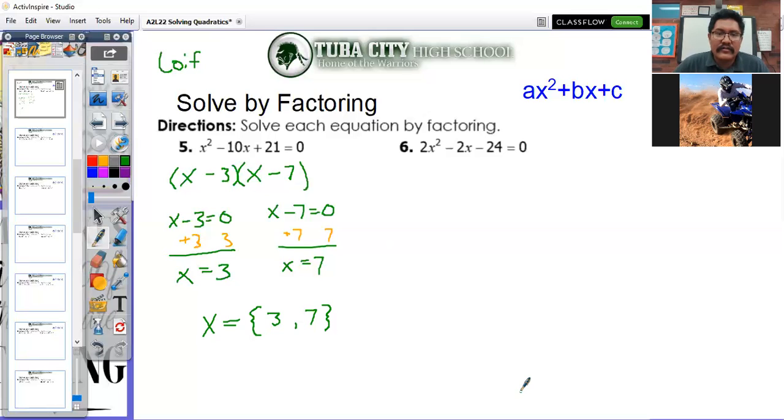But anyway, there we go. We got our two solutions, 3 and 7. So this is a parabola passing the x-axis at 3 and 7.